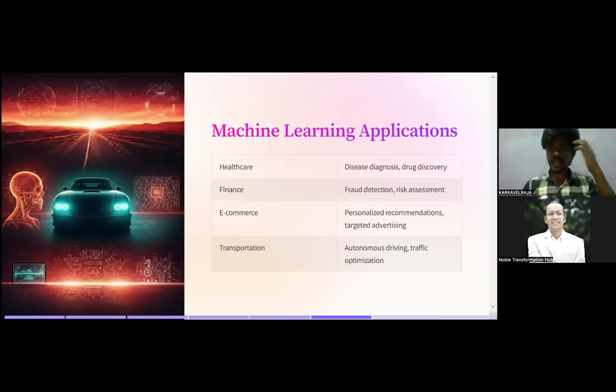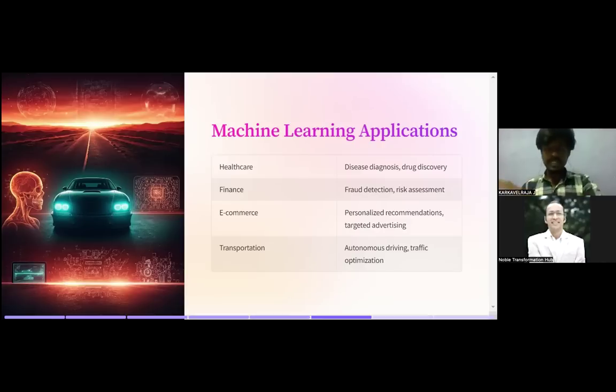We have only just seen an algorithm for this, right? I think in the previous session, like association rule. And targeted advertising, this is also some kind of recommendation system. For transportation, autonomous driving cars. We have self-driving cars, right? And traffic optimization, wherever the traffic is high, we can allow them to go.